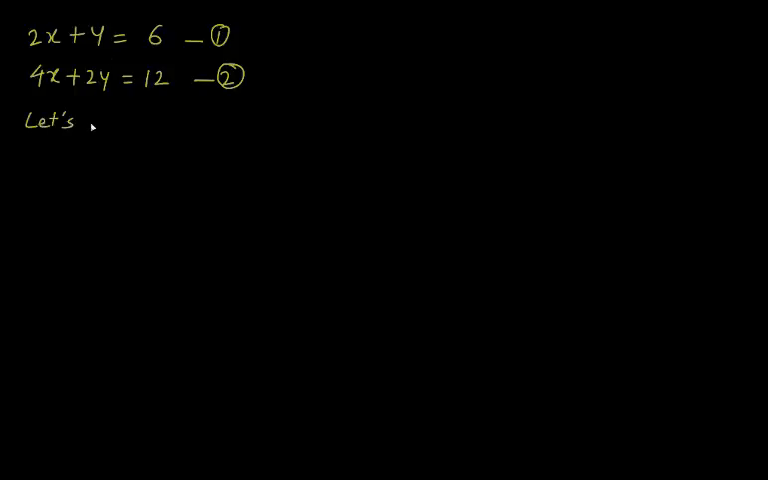Now let's discuss some special cases. We have two linear equations, 2x plus y is equal to 6. Let's call this equation 1 and the second equation as 4x plus 2y is equal to 12. Let's call this equation 2. Now to eliminate variable y, we have to multiply equation 1 by 2 and we have to subtract equation 2 from 1.